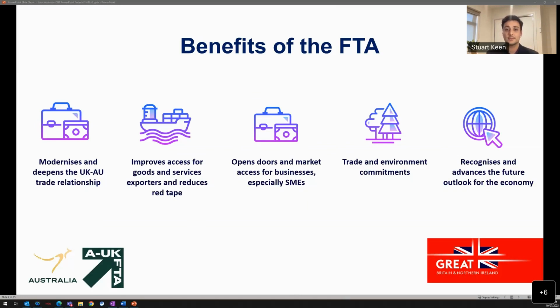The deal includes ambitious commitments to work together in addressing the shared challenges of environmental conservation, women's economic empowerment and poverty reduction. And it includes Australia's first ever dedicated chapter on gender equality. So very, very important as well. Jump on to the next slide, thank you.